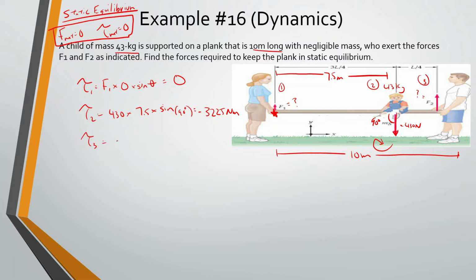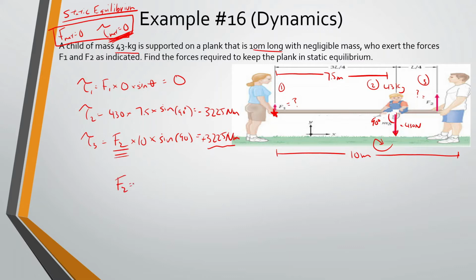Torque 3 is equal to F2, we don't know what this force is, times the radius, it's 10 meters away, times sine of 90. So we don't know what this is. However, what we should know is the net torque is equal to 0. So if the net torque is equal to 0, we know this is negative 3,225 and this is 0. That means this has to be positive 3,225 newton meters. And now that we know that, we can find what force 2 is equal to.